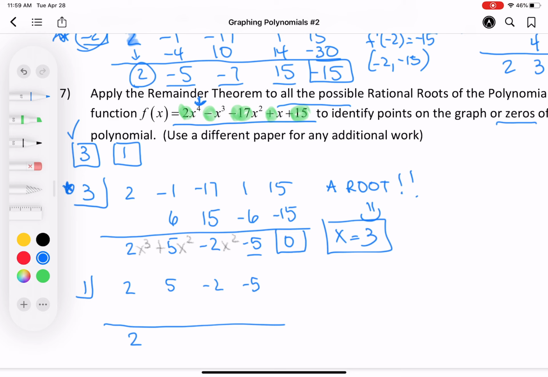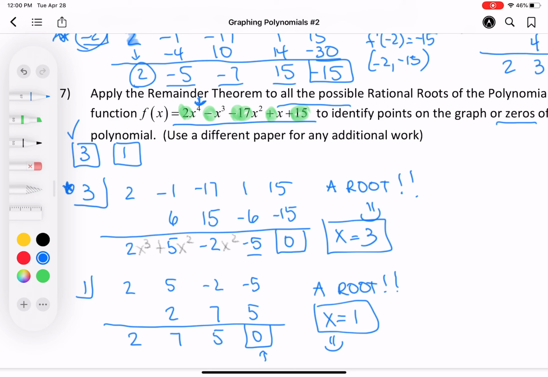Bring down the 2. 2 times 1 is 2. This is 7 when you add them. 7 times 1 is 7. This is 5 when you add these two. 5 times 1 is positive 5, and it gives me 0. Yay! That means this is a root. Okay, if it's not a 0, it is not a root, so you have to use a different number until you get a 0. So that means x equals 1 is a root.